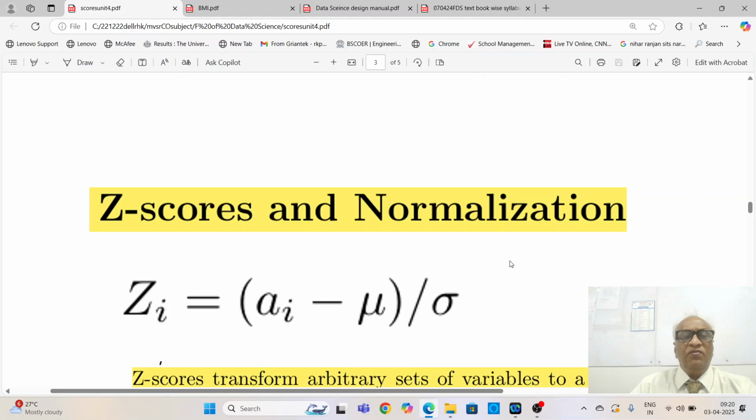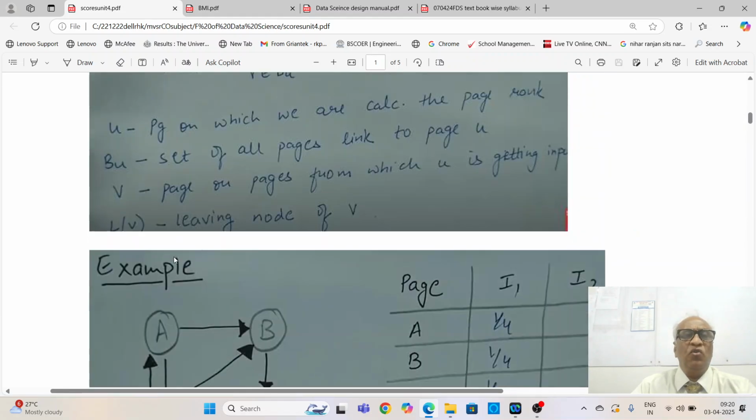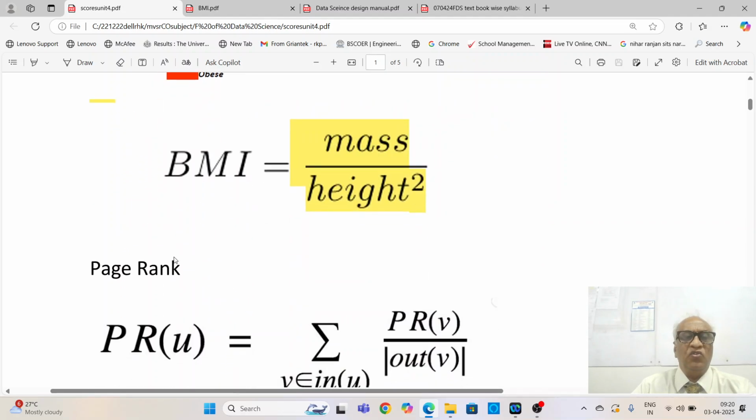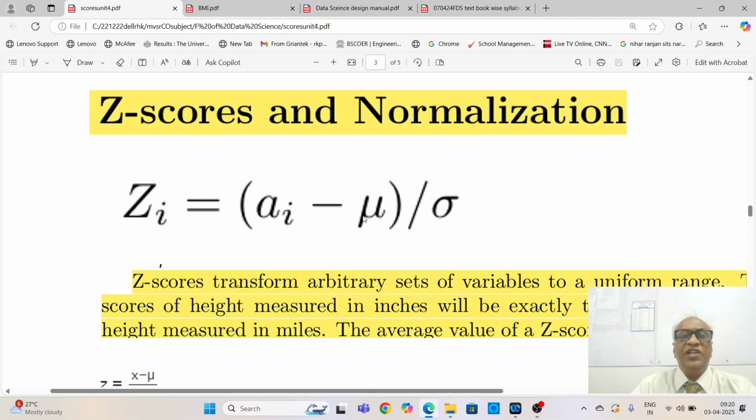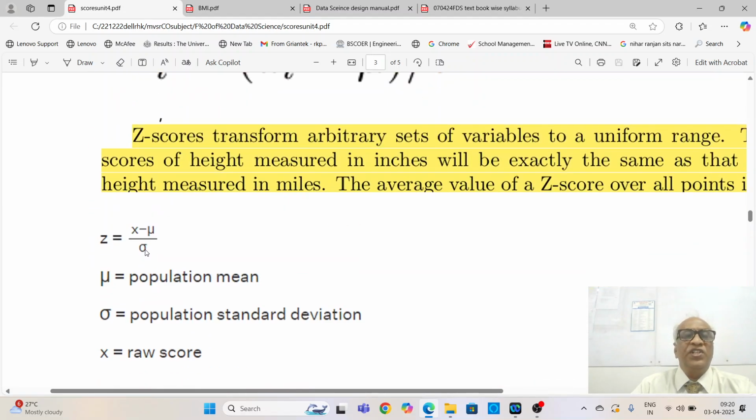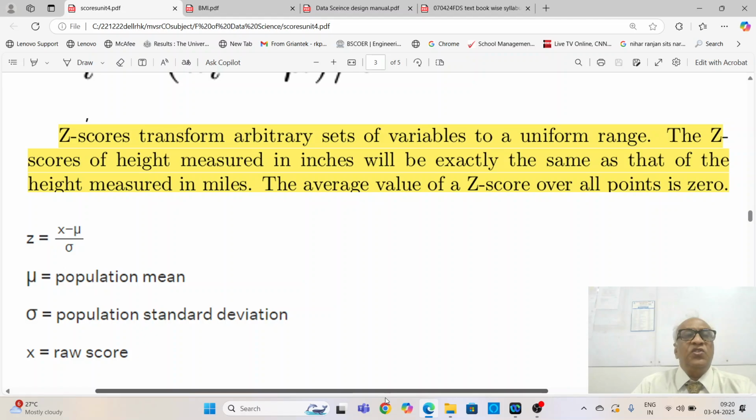So there is one more well-known score. We are speaking about scores here. One score was the body mass index. One score is the page ranking score, and one score we are mentioning now here is the Z score. And we know that the formula for Z score is x minus mu upon sigma, where mu indicates the mean, sigma indicates the standard deviation, and x indicates the raw score. So what this z-score will be doing is it will be bringing the arbitrary variables to a uniform range. So bringing uniformity, bringing normality, normalization is the objective of a z-score.